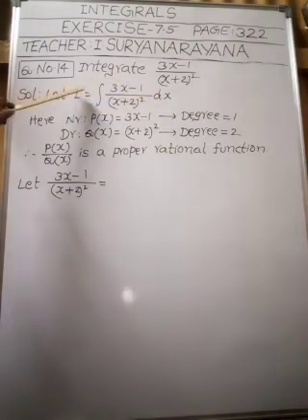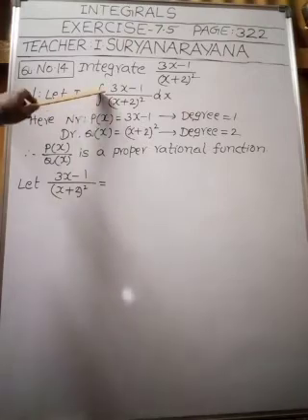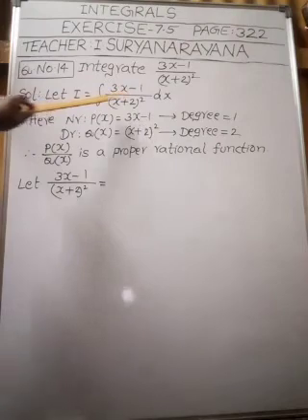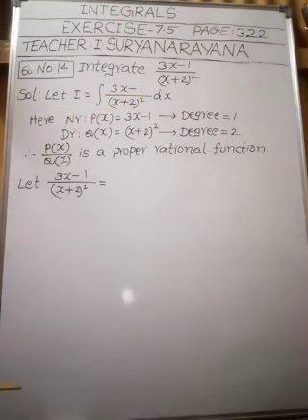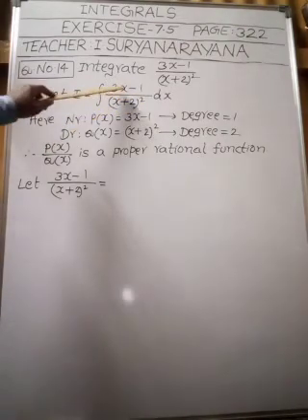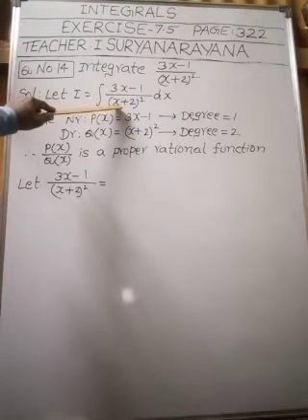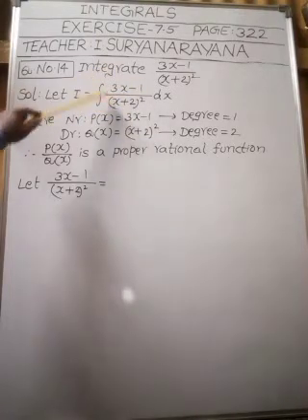We assumed here capital letter I is equal to the integral of (3x minus 1) by (x plus 2) whole square dx. Understood this step, my children? Here the numerator is a polynomial in x and the denominator is also a polynomial in x. So it is a rational function.